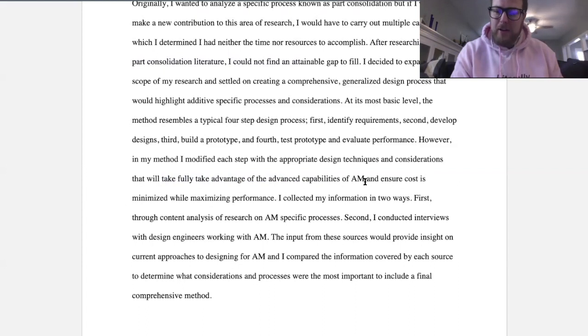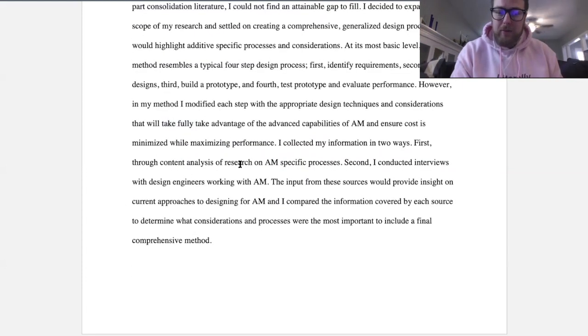All right, and again, we don't have context for what they mean by AM because we didn't read the introduction. However, I think we're just going to continue focusing on what's going on here with their methods. So I collected my information in two ways. First, through content analysis of research on AM-specific processes. Second, I conducted interviews with design engineers working with AM.